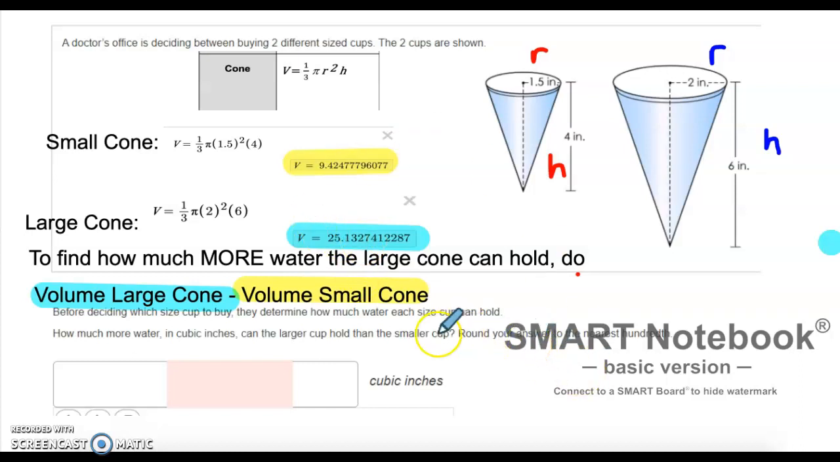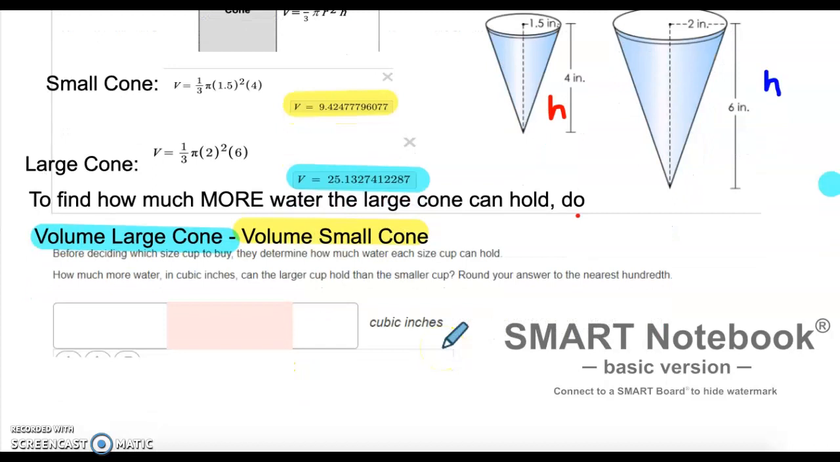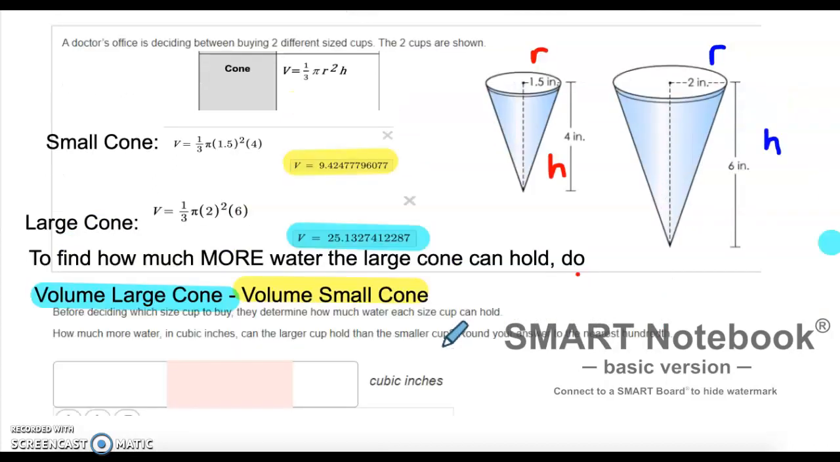Alright, so now we have to actually answer the question, which says how much more water in cubic inches can the larger cup hold than the smaller cup? Round your answer to the nearest hundredth. So to figure out how much more water the larger cup can hold, we're going to take the volume of the larger cone, which is this number that's highlighted in blue, and we're going to subtract from it the volume of the smaller cone, which is our number highlighted in yellow here. The difference between the volume of the large cone and the volume of the small cone will tell us how much more water the large cone can hold. And when we subtract that, we get that the answer here is 15.71 cubic inches.